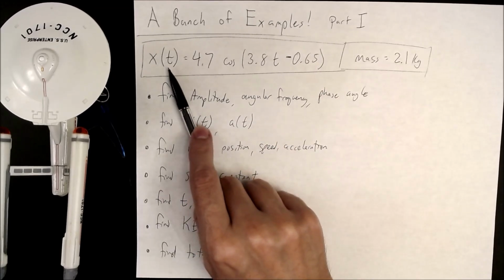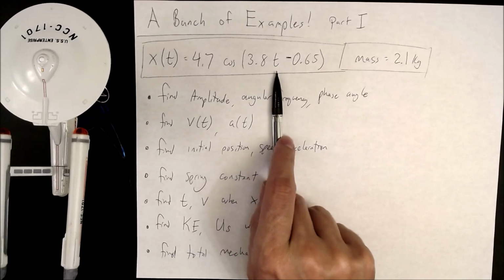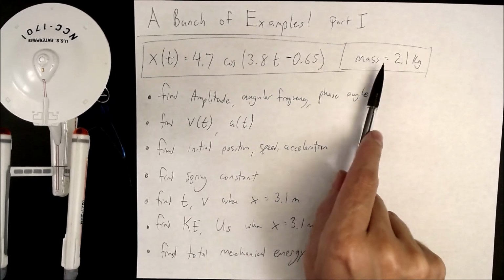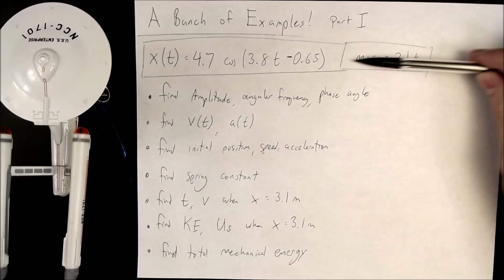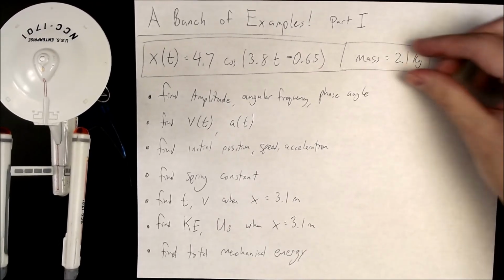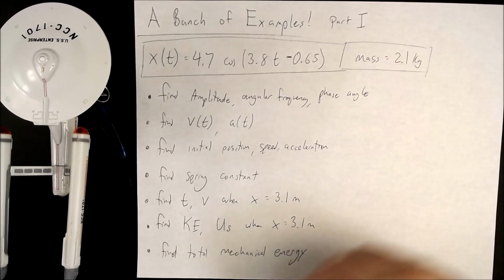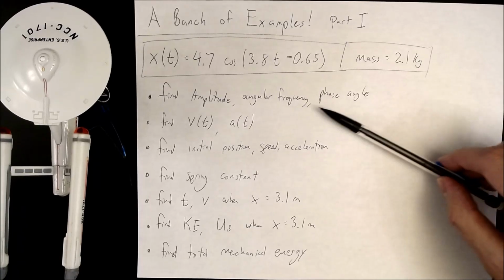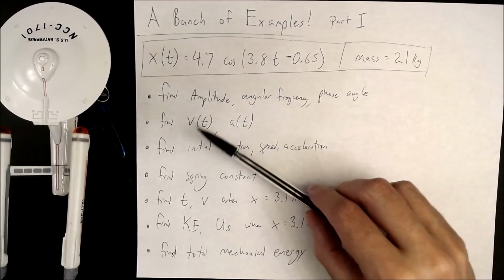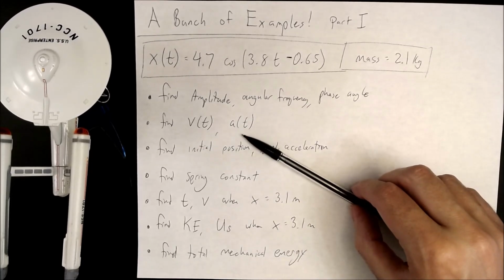The position of this object as a function of time is equal to 4.7 times the cosine of 3.8t minus 0.65, and the mass of this object is 2.1 kilograms. Using just this, and what else we've gone over in the very recent past, we're going to find the amplitude of the oscillation, the angular frequency of the oscillation, the phase angle, a function of velocity with respect to time, a function of acceleration with respect to time.